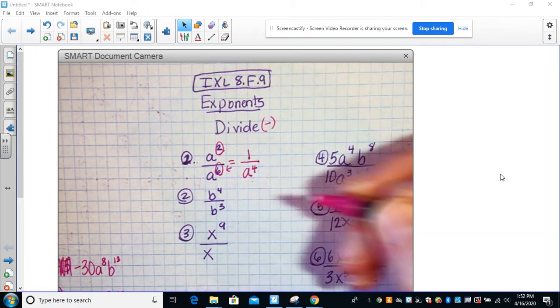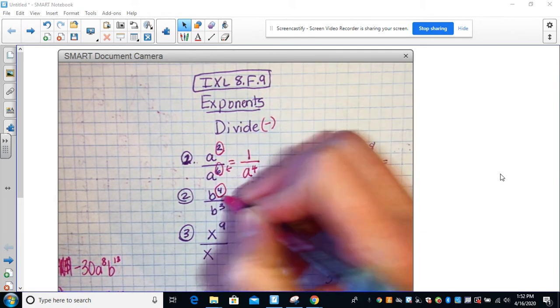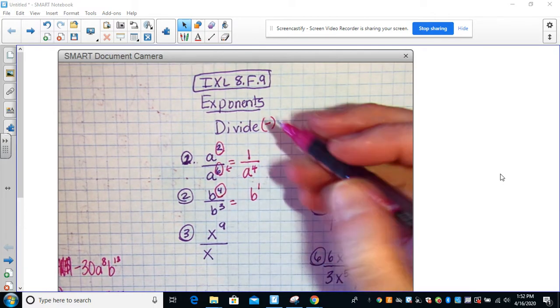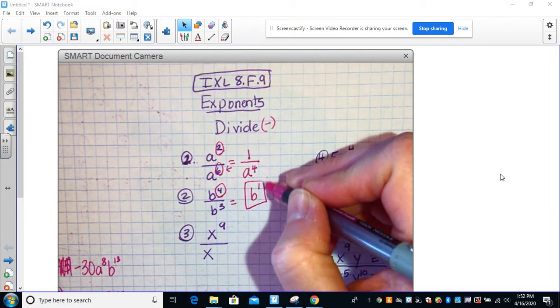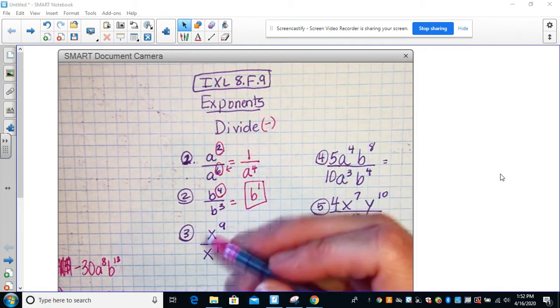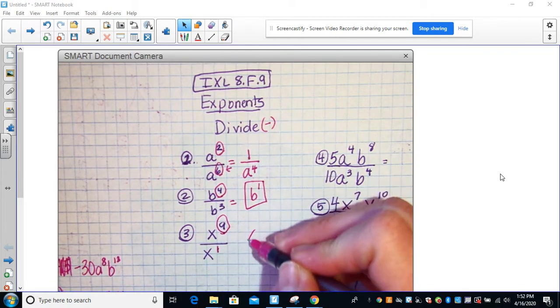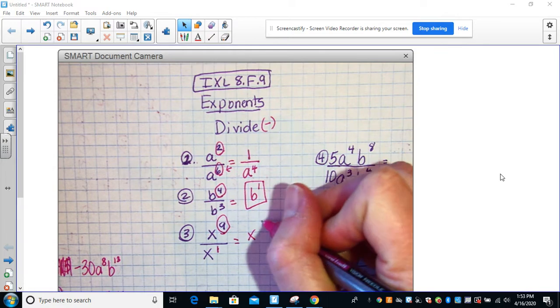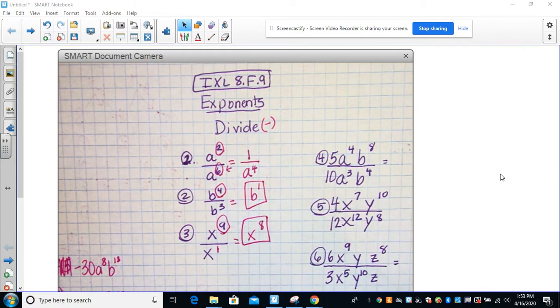Here, who's going to win, the top one or the bottom one? The top one, so the B is going to go on top, and it won by 1. It had 1 extra. We don't need a denominator for this one. Here, we don't have an exponent, so I'm going to put a 1. There's the 9 wins, so the X is going to go on top, and 9 minus 1 is 8. It won by 8. So that's your answer for that one.